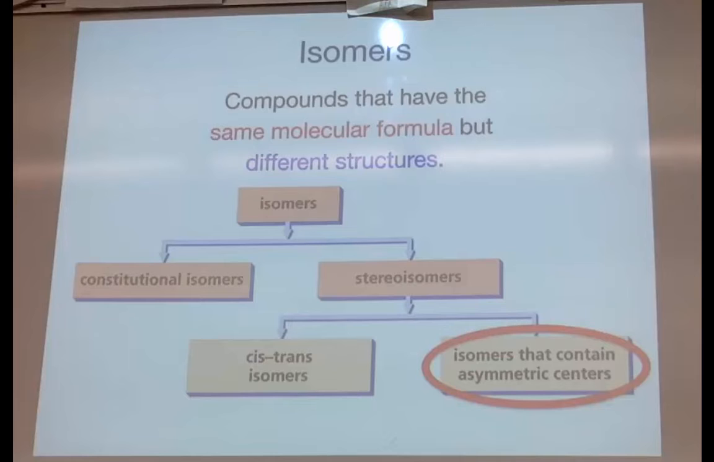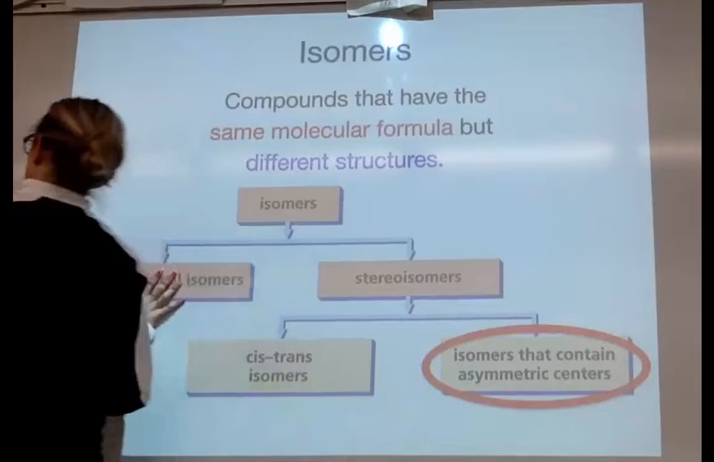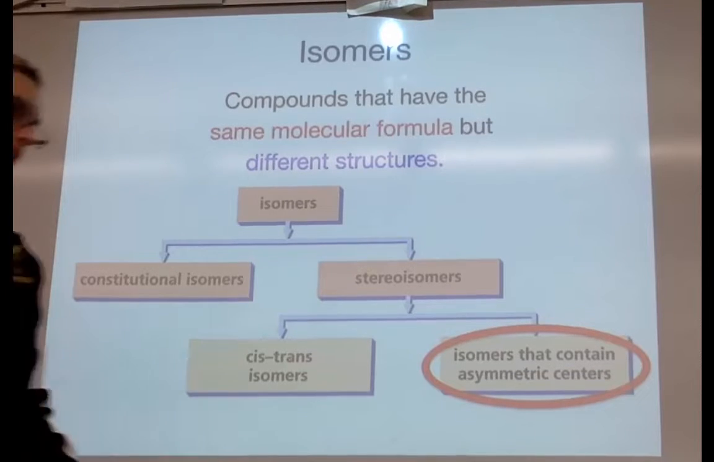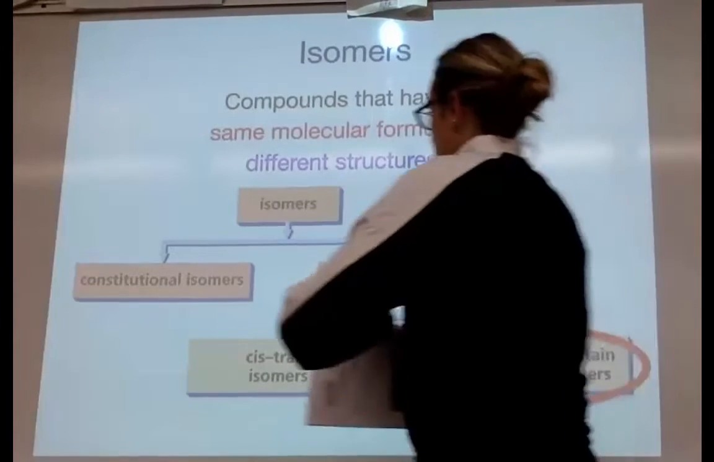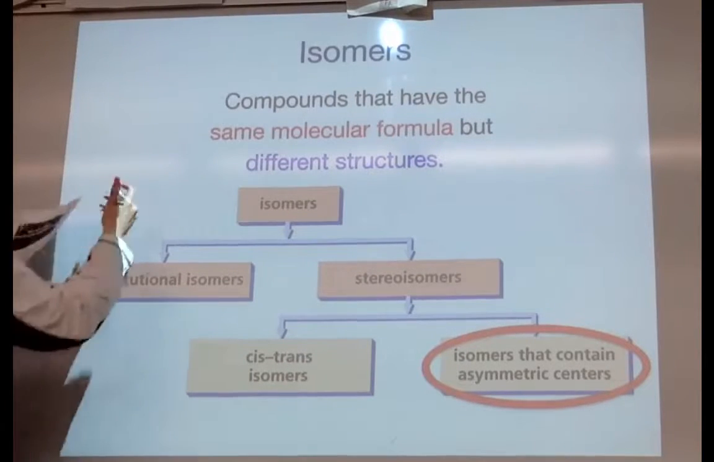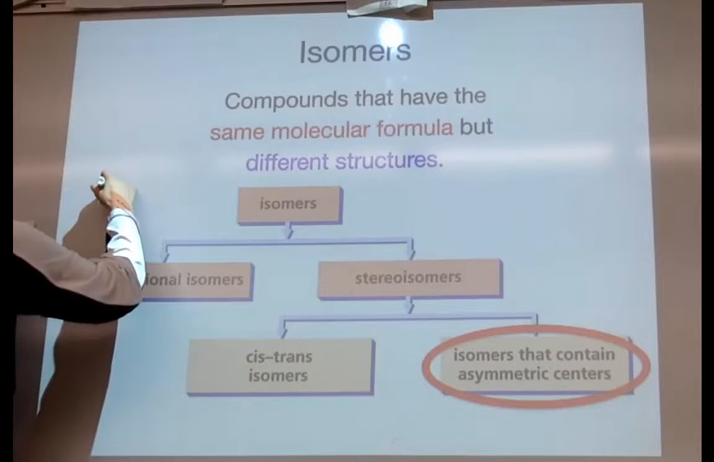We've been talking about isomers. Isomers are compounds that have the same formula but different structures. And we've seen that in a few different ways now. Constitutional isomers are compounds that have the same formula but different connectivity. An example is methoxymethane, which looks like this.